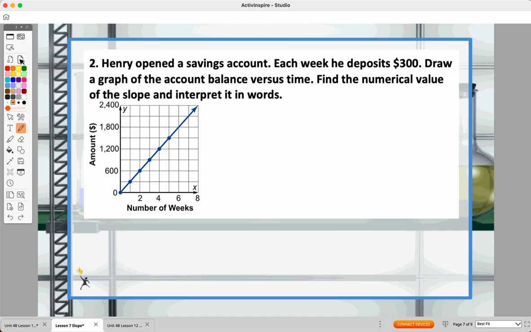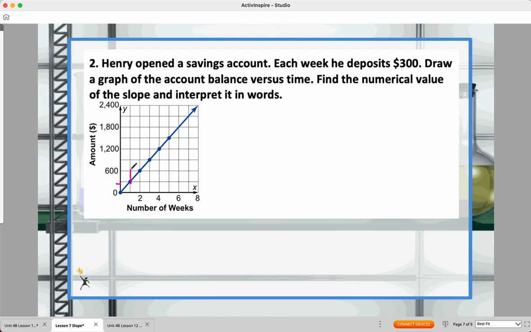So I'm looking at this, okay, what is slope? Slope is that rate of change. So we've got this same idea. Each of these blocks stands for 300, up 300 to the right one. So the numerical value of slope is 300. And that means exactly what we see, that his bank account this time, so let's call Henry's.